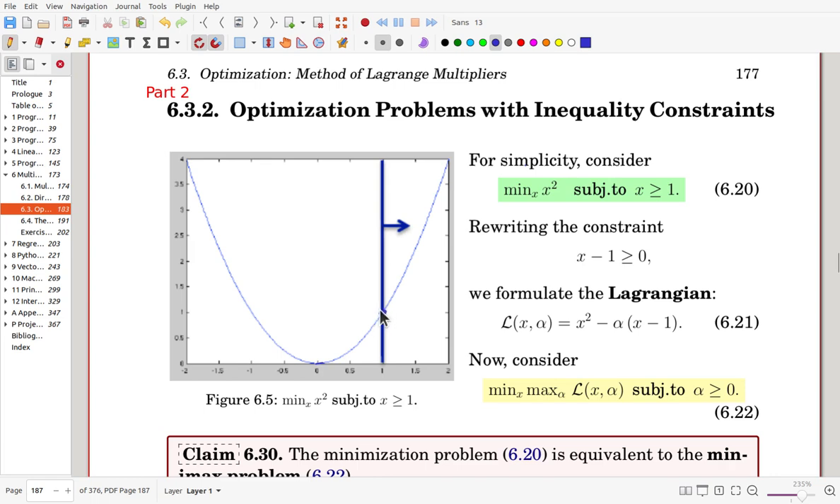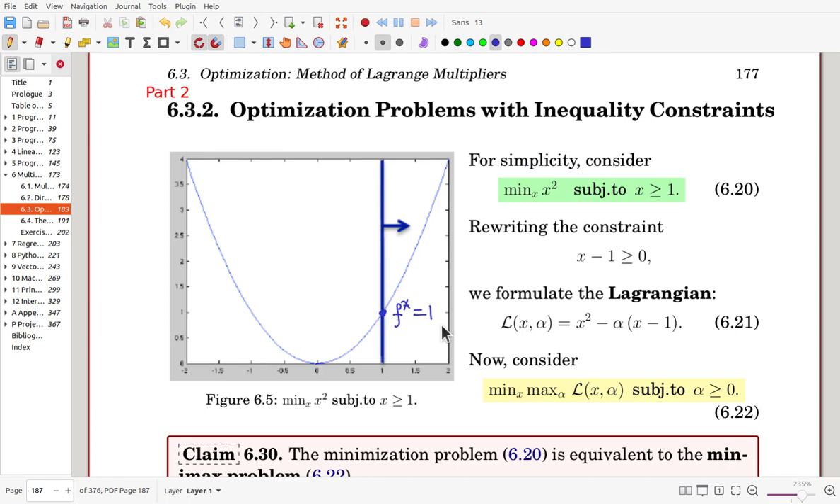Apparently, this value is the minimum value. So here, by using f notation, the optimization value is 1 when x is 1. So we know the answer. Now we'll try to solve the problem using optimization theory.